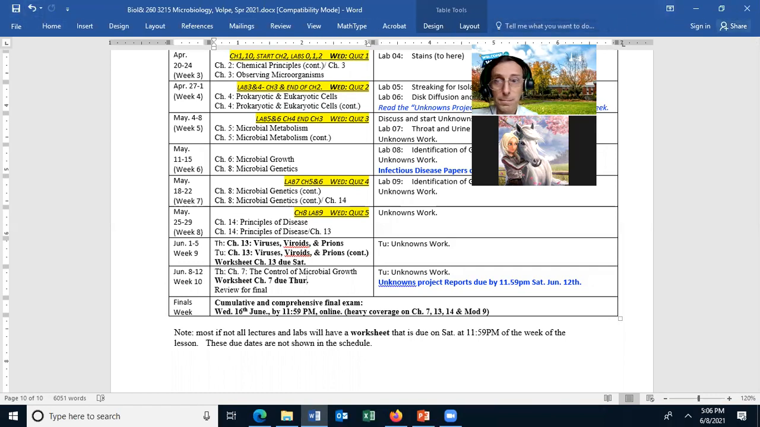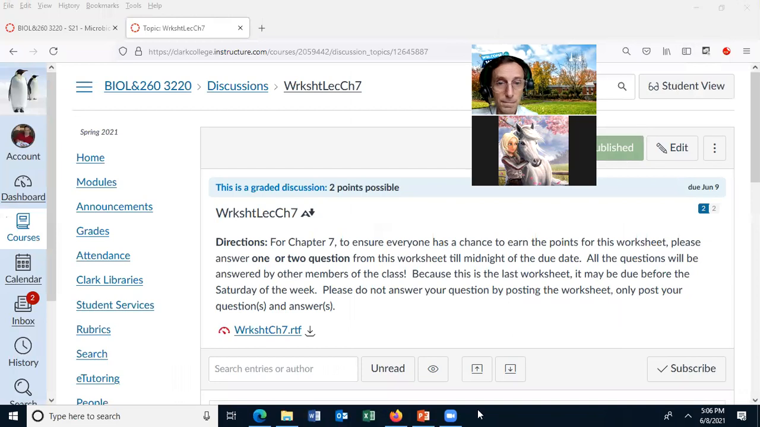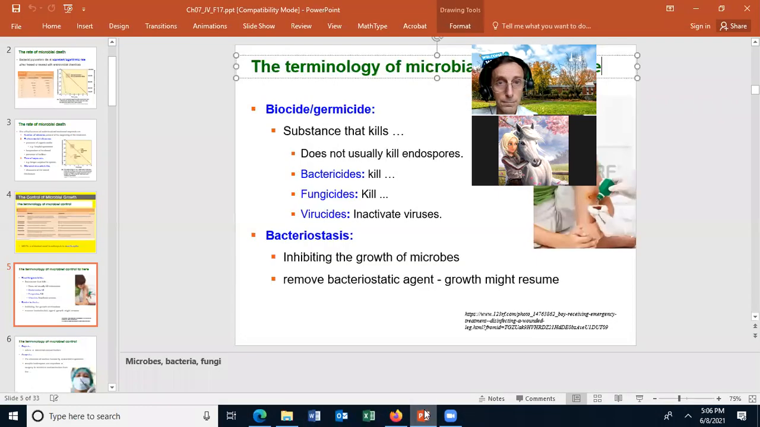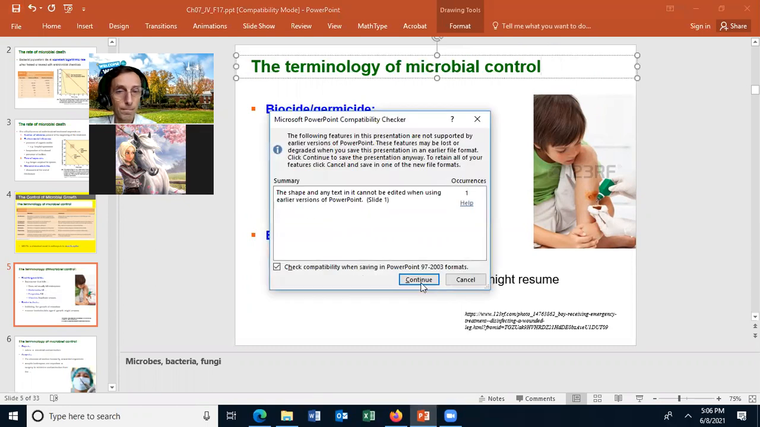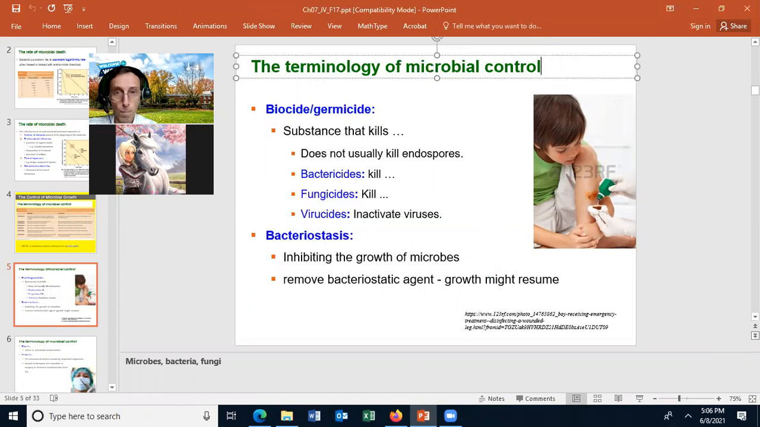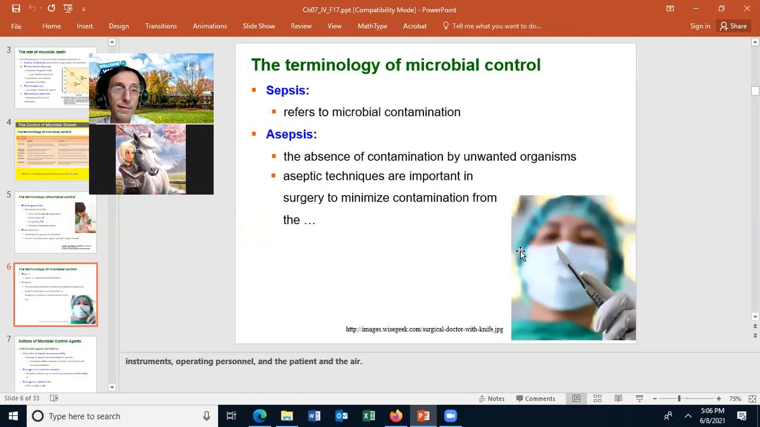All right. Let's go on to the lesson. So we were talking about the terminology of controlling microbes. And let's go on with some further terminology. Sepsis refers to microbial contamination. Asepsis is the absence of contamination by unwanted organisms.